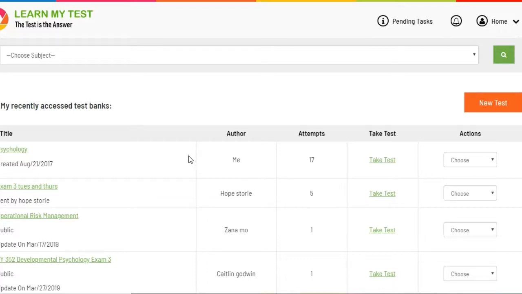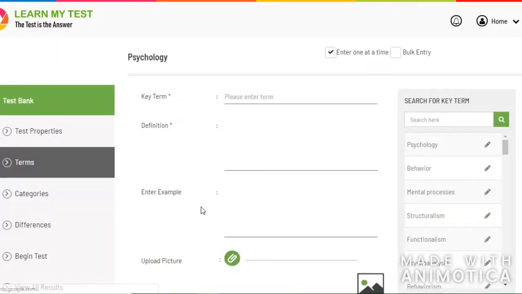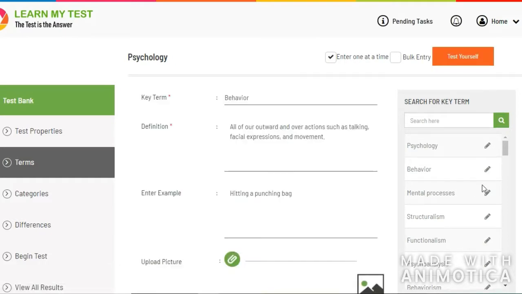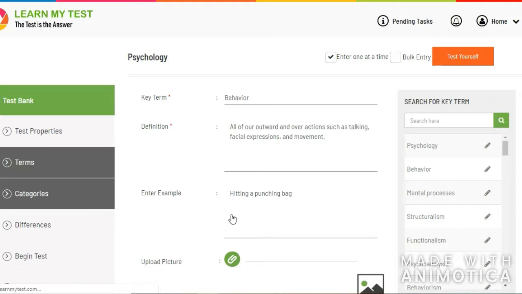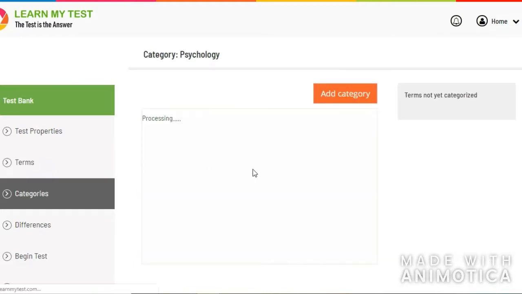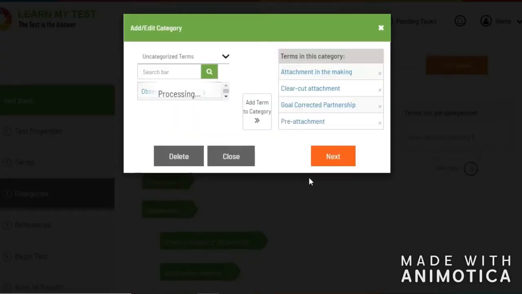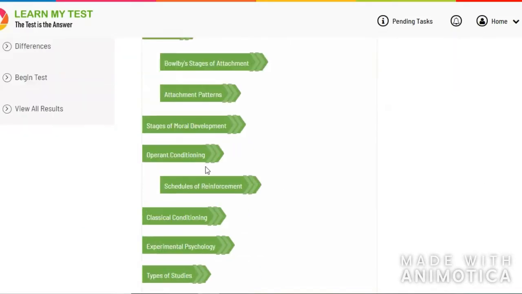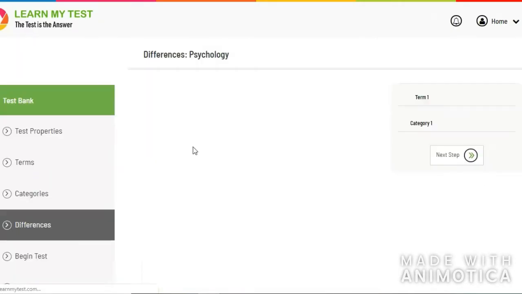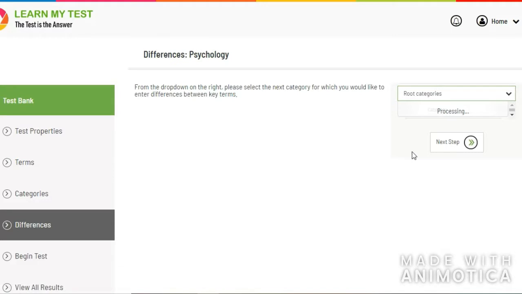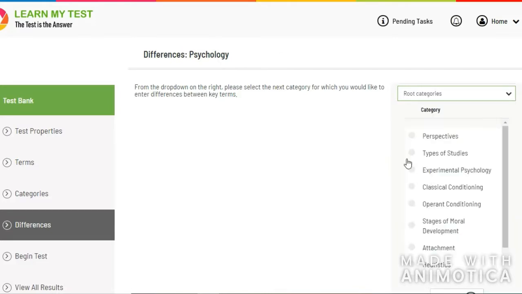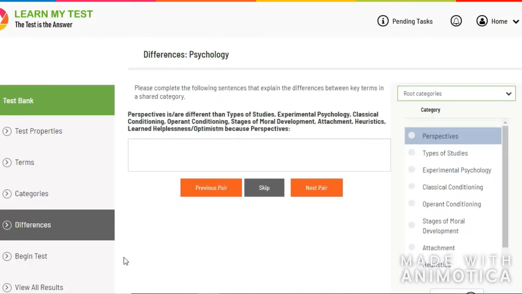Take a minute to show a test I made using the Learn My Test tool. So what you do is you enter in key terms that you need to know for your test. Then when you're done, you organize the key terms into categories that make sense to you. Once you're done organizing your terms into categories, then you can enter in differences between terms in the same category to give you a higher level of understanding. Throughout the whole process of doing this, you're learning the material.